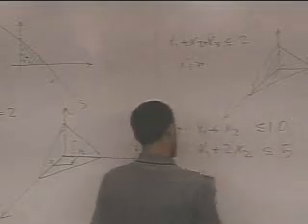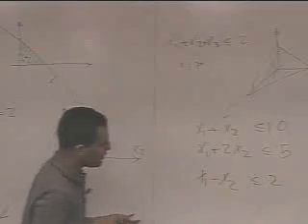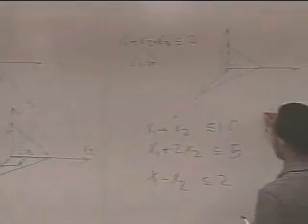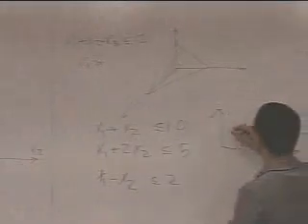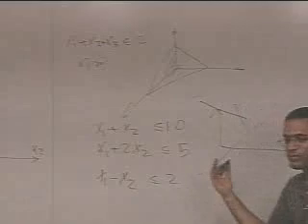Less than 5, x1 minus x2 is less than 2. Okay, these are three inequalities. And well, this is not a really good shape. I'm just drawing something, so don't even bother thinking of what I'm drawing. It might be totally wrong. So it might be something like this.